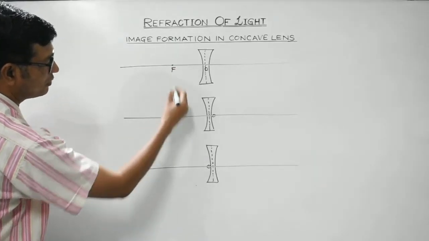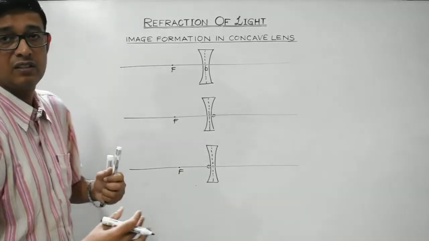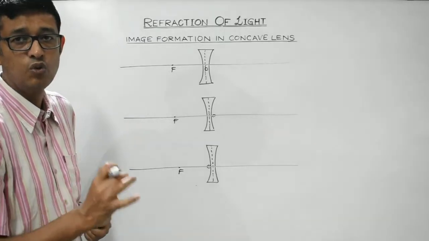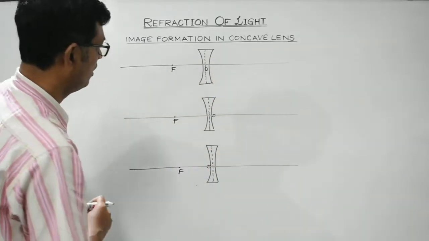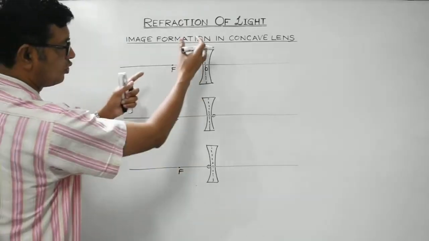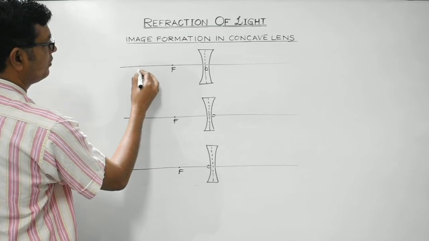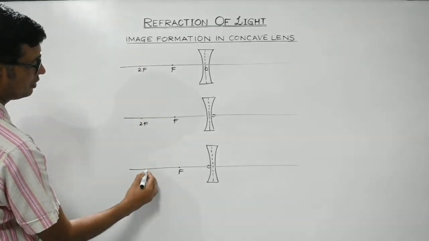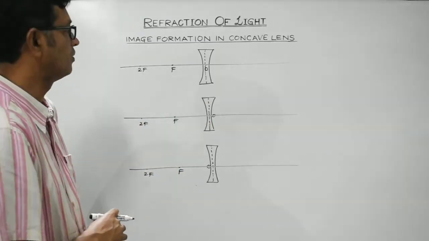Draw all the diagrams exactly identical. So then only you can conclude from the ray diagram. A certain conclusion will be obtained from observing these ray diagrams. So please ensure to draw three identical ray diagrams. Here it will be 2F. This is 2F. And this is 2F. Right? Its focus is virtual.